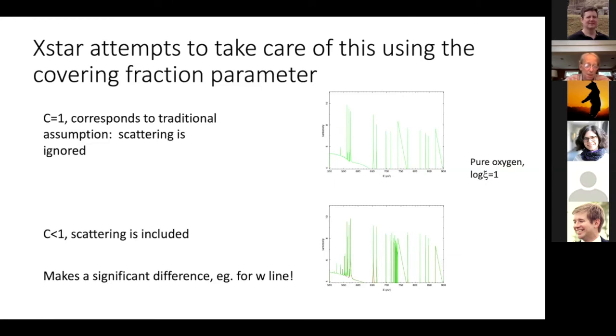resonance excitation, it can be scattered. And so XSTAR treats this with the covering fraction. If you set the covering fraction equal to 1, this corresponds to the traditional picture. If you let it be less than 1, you include scattering to some extent, to the point where if the covering fraction is 0, then it's pure scattering. And this makes quite a significant difference, as you can see in these spectra.